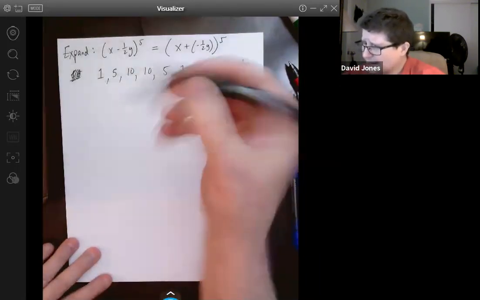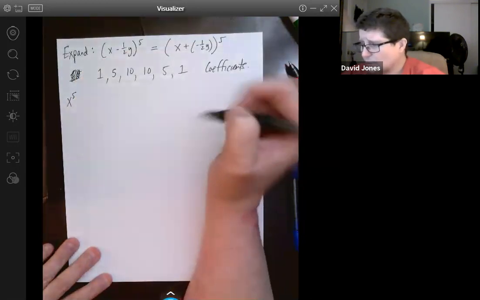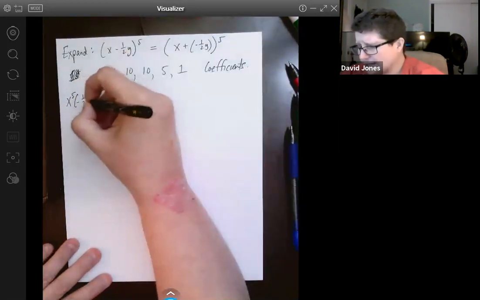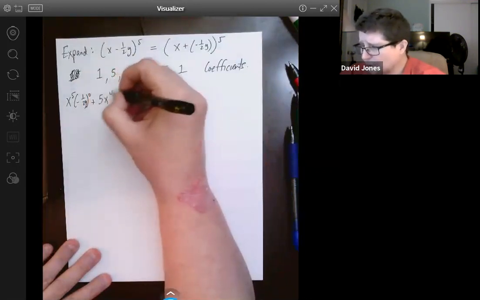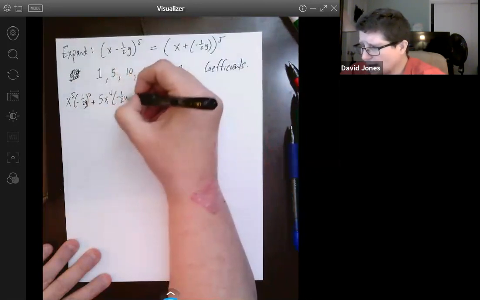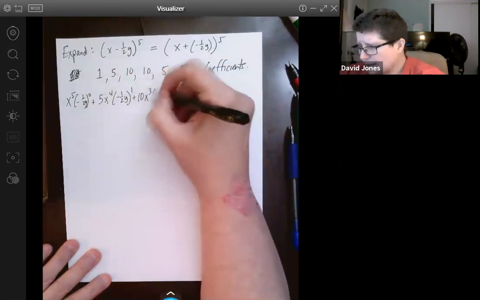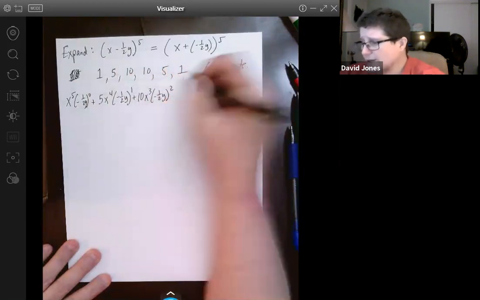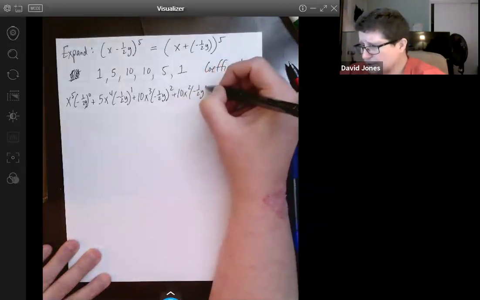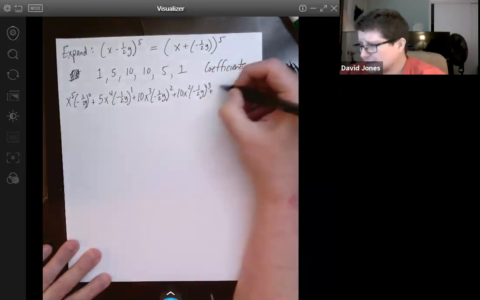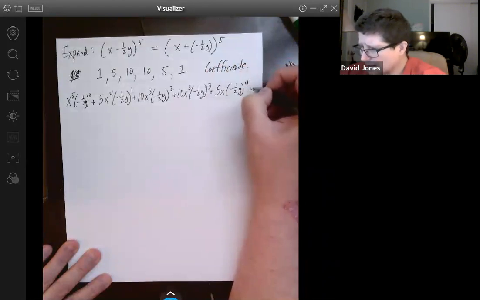And so we have x to the 5th, negative 1/2 y to the 0, plus 5x to the 4th, negative 1/2 y to the 1st, plus 10x cubed, negative 1/2 y squared, plus 10x squared, negative 1/2 y cubed, plus 5x, negative 1/2 y to the 4th, plus y to the 5th.